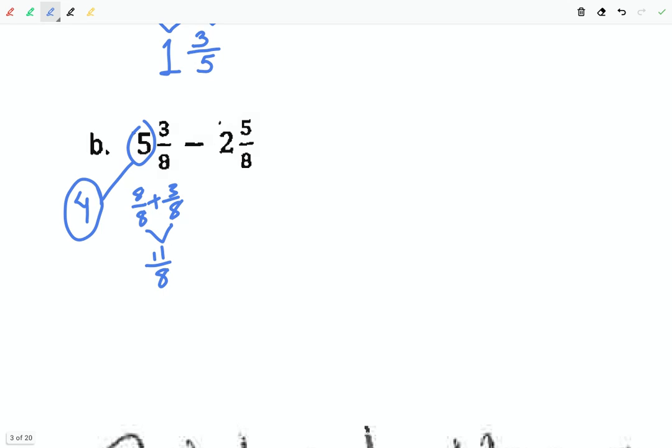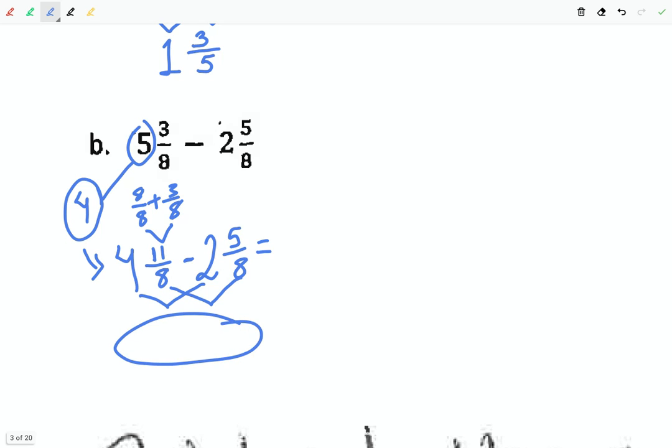Don't forget to bring down that 4 that you put aside and put it right next, and then rewrite the subtraction, the rest of it, minus 2 and 5 eighths, and then you go ahead and subtract the whole number minus the whole number, and then the fraction minus the fraction, and whatever you get here, that is your answer or your difference.